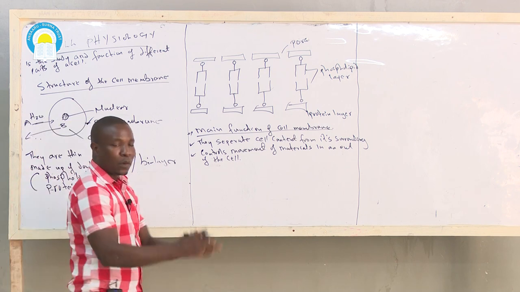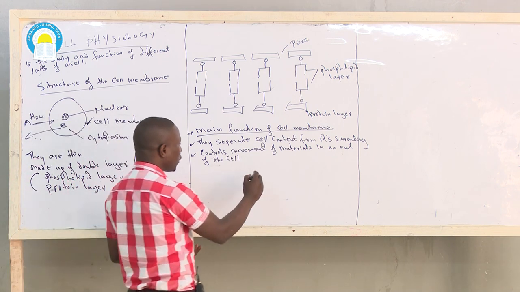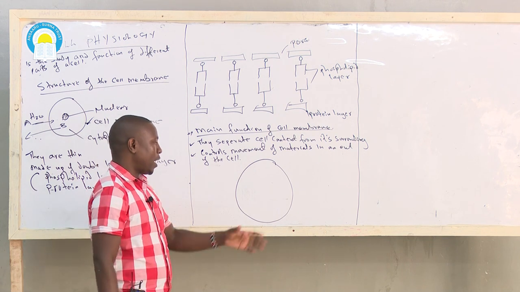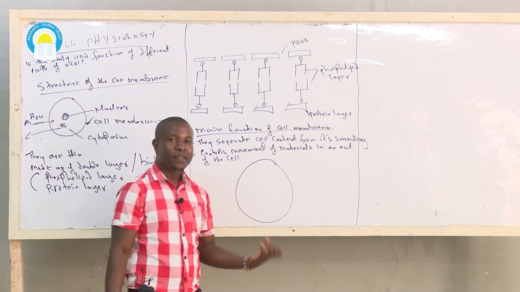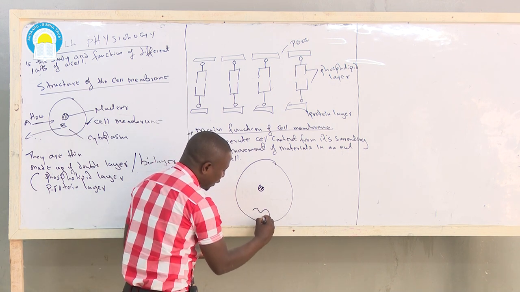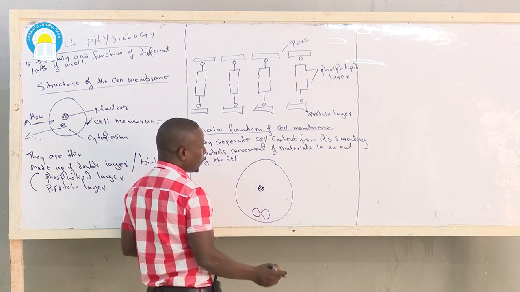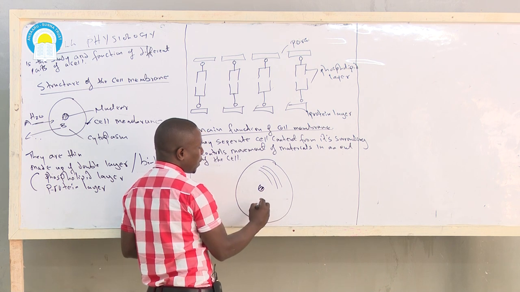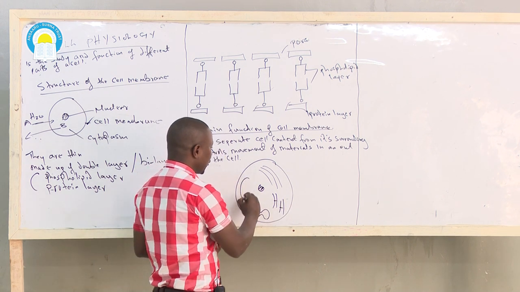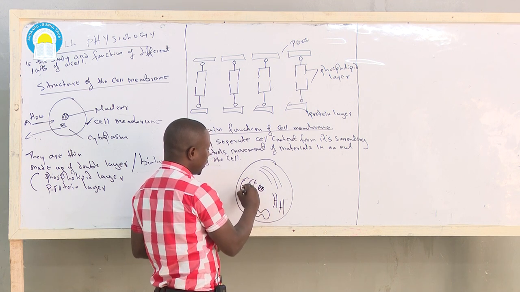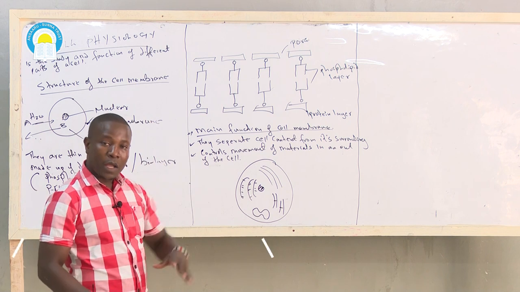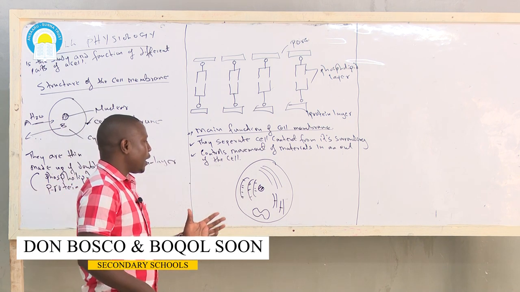For an example, if we look at the general structure of the cell, inside the cell we have organelles, cell structures. For example, number one, we have the nucleus. In an animal cell, we also have mitochondria. We have cytoplasm here. We have ribosomes. We have Golgi apparatus. We have rough endoplasmic reticulum. So inside the cell, we have cell organelles. And a plant cell has a chloroplast.